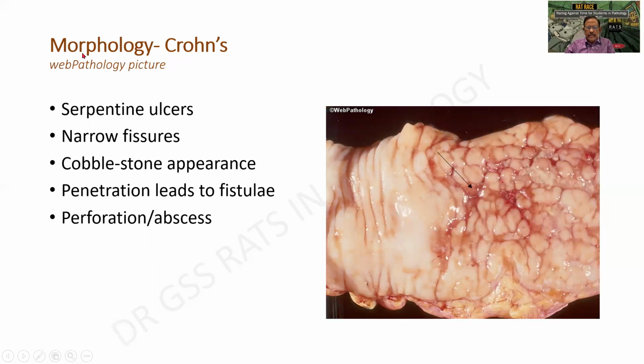The morphology continues, and this is the source of it. I find abnormal area as well as normal area. In the abnormal area, the mucosa is edematous, and we call this a pebble-like or cobblestone-like appearance. There are narrow fissures in between the edematous mucosal pebbles. Serpentine ulcers, as we had mentioned in the previous slide, can be seen. Then the inflammation can penetrate the entire thickness of the intestine. Sometimes it leads to fistulae, perforation, or abscess formation.